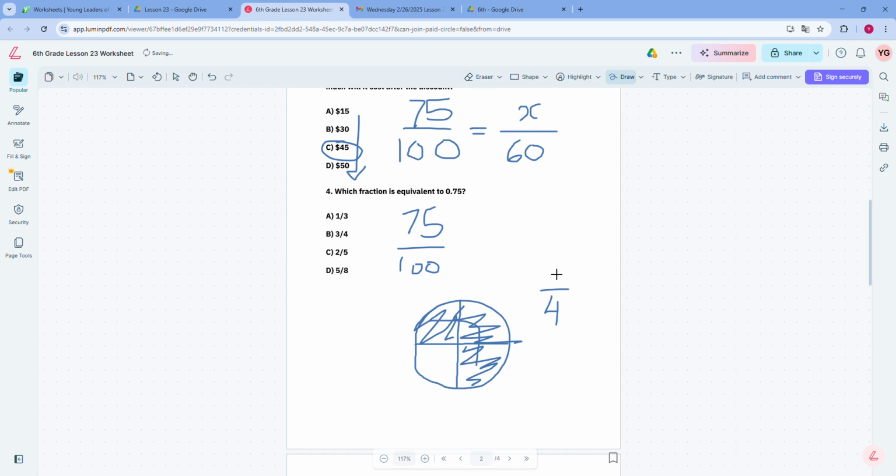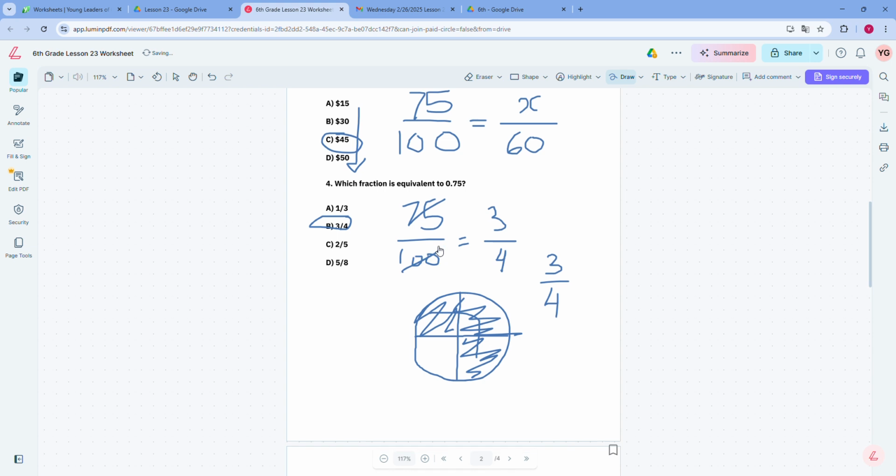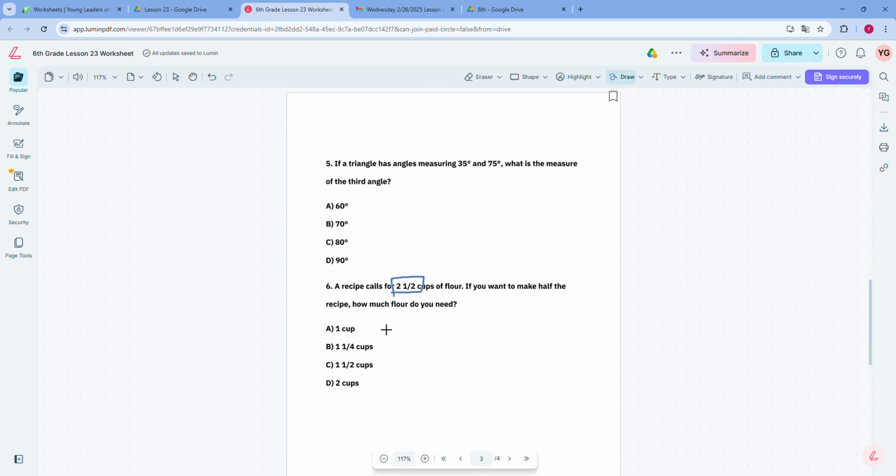So we could say that this is 3/4 just by making a little drawing, but not every time is it going to be that simple. So I would rather recommend putting this over 100 and then simplifying. You can divide both by 25, and you would get 3/4. So any of those works.